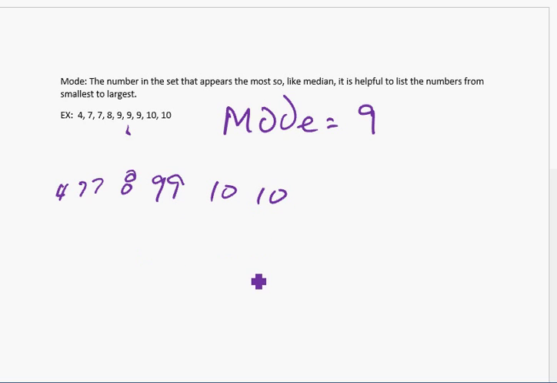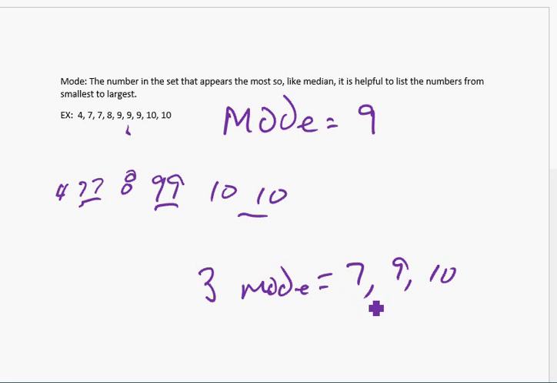Well now, there are 3 modes. This time we have 3 modes. And that last one, we only had 1 mode. So we have 3 modes: 7, because there's 2 7s, 2 9s, and 2 10s. 7, 9, and 10. And remember back in our vocabulary, they had bimodal. Well, this would be trimodal, because there are 3 modes.